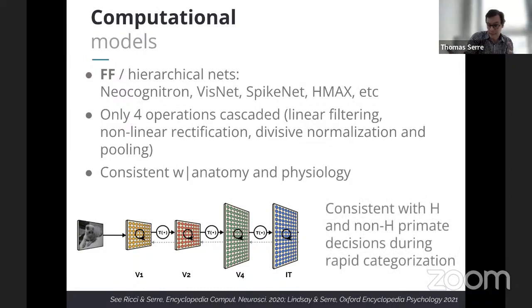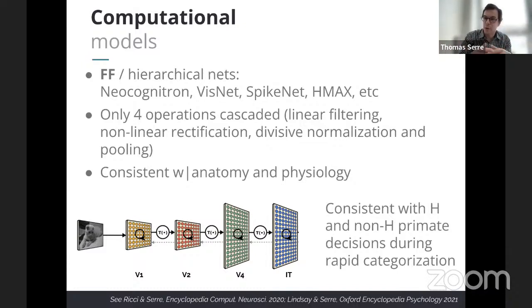And then ultimately, and this was part of the focus of my PhD thesis, we've been able to show that when we train those models to solve this rapid animal versus non-animal categorization task, we could account well for experimental data, human psychophysics data of the kind that I alluded to earlier. So in a sense, it seemed that we had a nice story from a computational neuroscience standpoint.